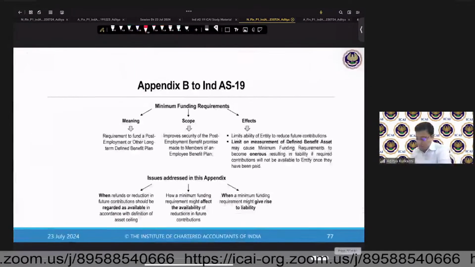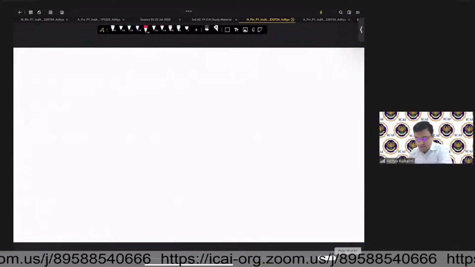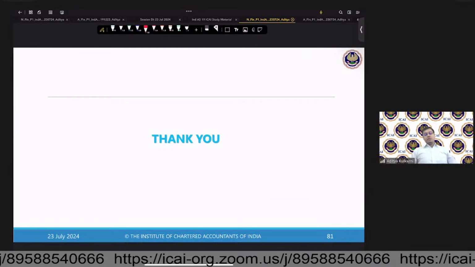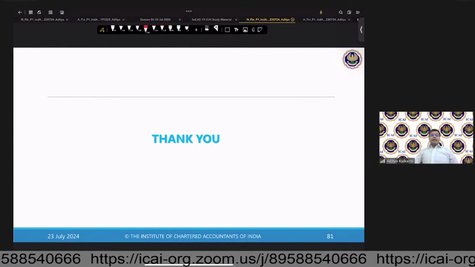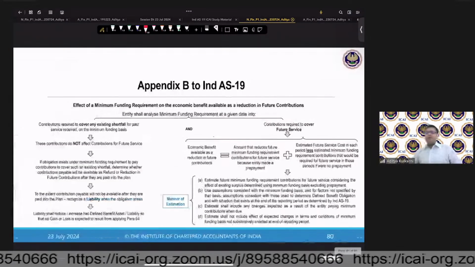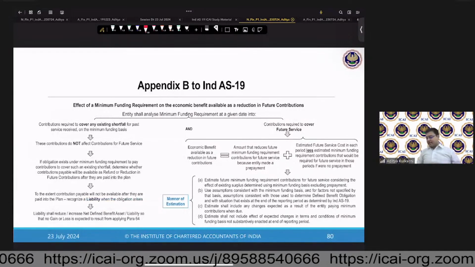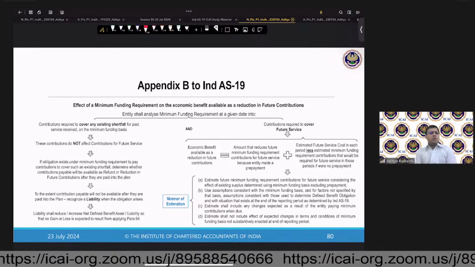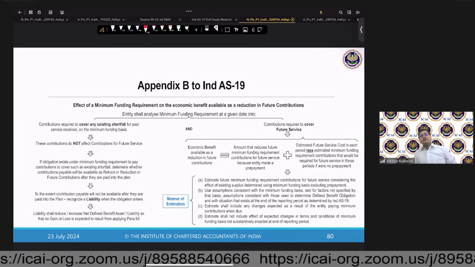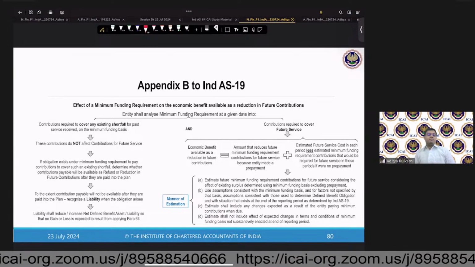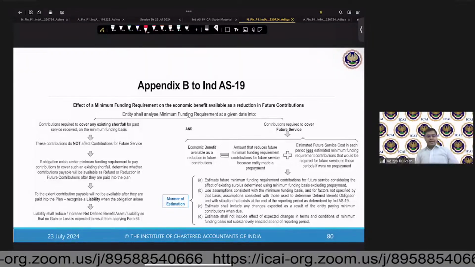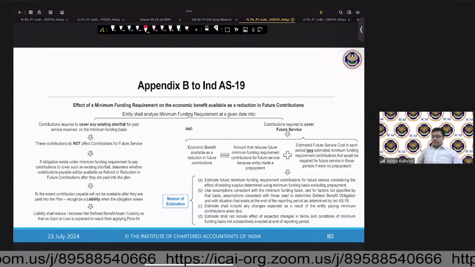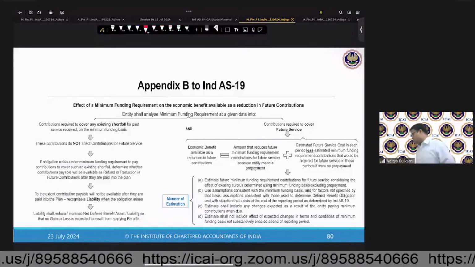So appendices A and B, just theory. You can run through it. Nothing much for me to explain as far as appendices A and B are concerned. They will take a whole amount of time by themselves. So with this, we conclude the key points for Ind AS 19. Any doubts, Abrakesh? Any doubts, Manish? Yes, before we move on to Ind AS 12.